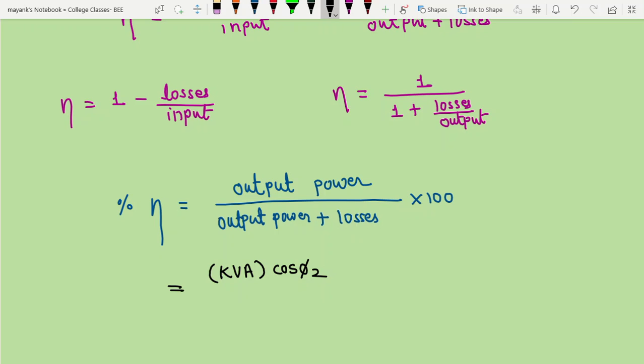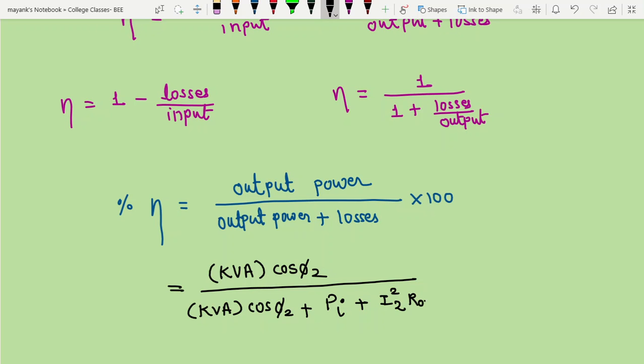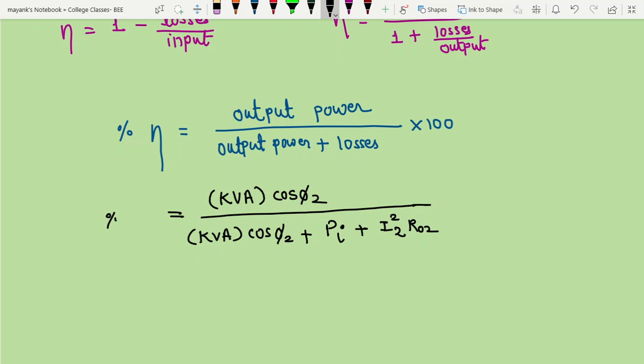And what is power? Real power is Vrms Irms cos phi, that is VA into power factor. So again, output is kVA rating into cos phi 2, plus losses. There are two types of losses in a transformer: iron losses Pi, which are constant losses, and copper losses, which are variable losses, I square R losses. Now we will use this formula to find the efficiency of a given transformer.